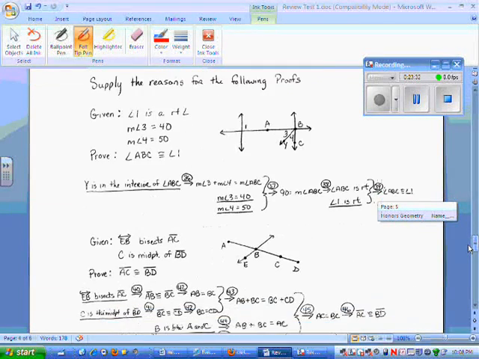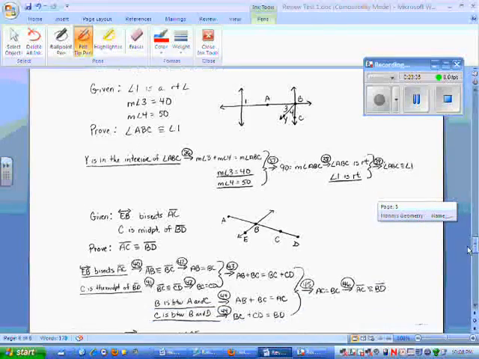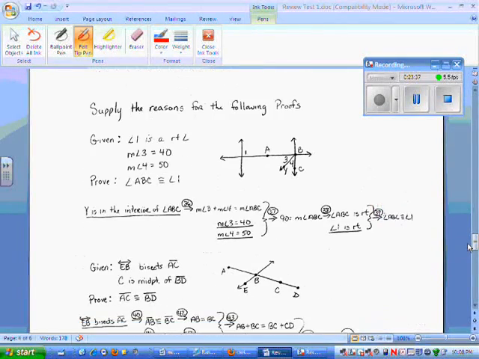Okay, again on the test, all we have to do is supply the reasons for these. So number 36, Y is the interior, and then we have measure of angle 3 plus measure of angle 4 equals measure of angle ABC. Okay, so what's happening here? These are angles. Number 36 is the angle addition postulate. Anytime you have interior and you're adding angles afterwards, it's angle addition.